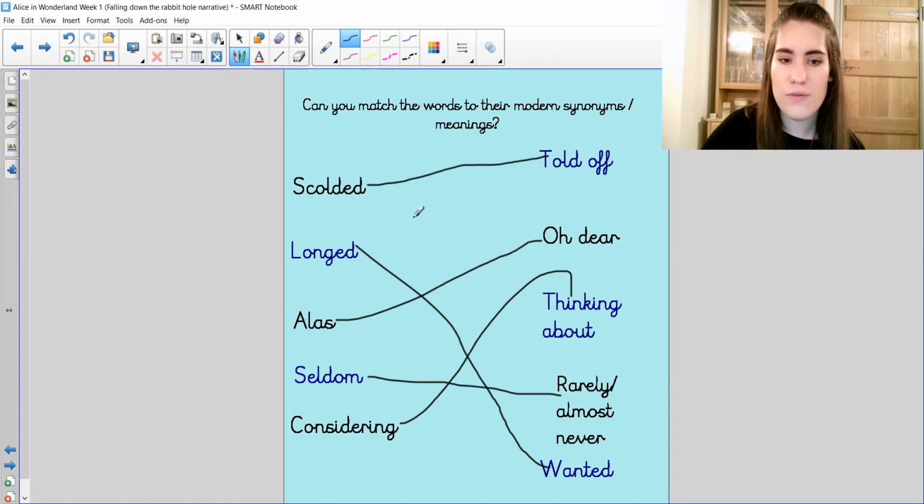Okay, so this is just some of our vocabulary that I picked out of the first chapter that we might want to slot into our sentences by the end of the week to give it that old-fashioned tone, the old-fashioned style that Lewis Carroll used when he was writing Alice in Wonderland.